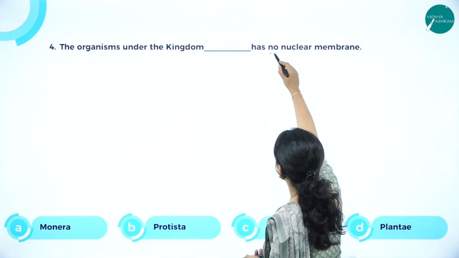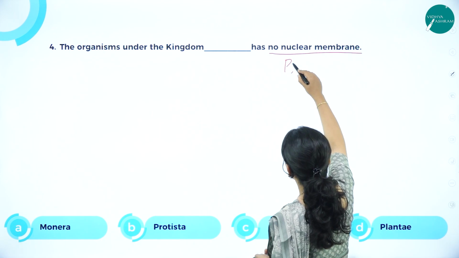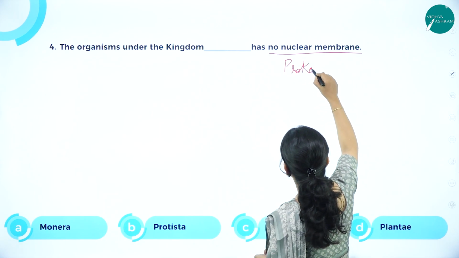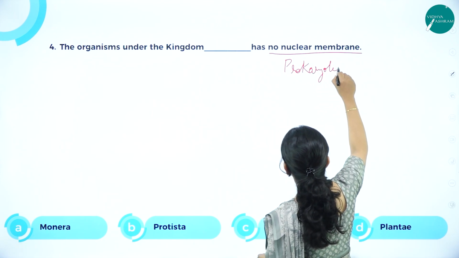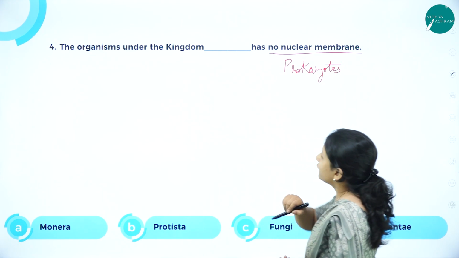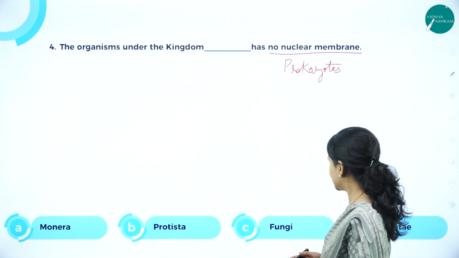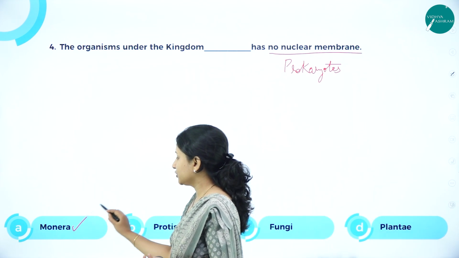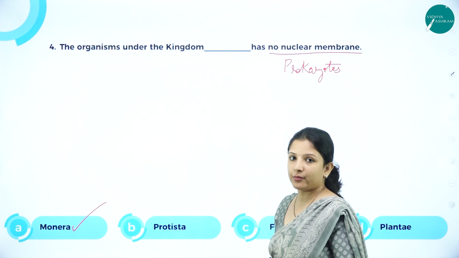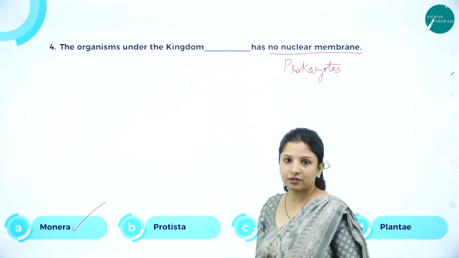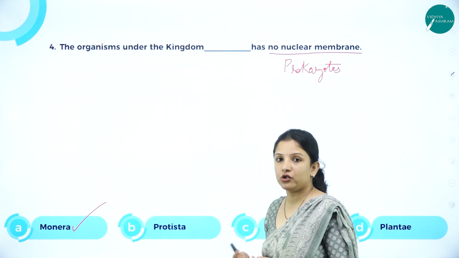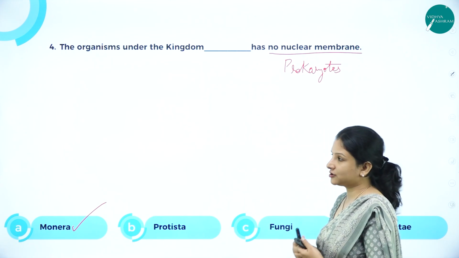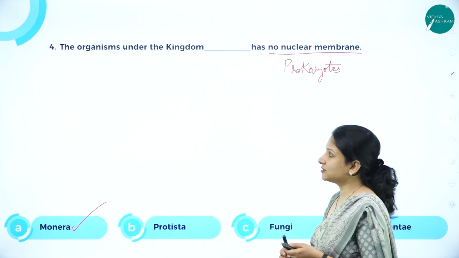Next question: the organisms under the kingdom dash have no nuclear membrane. No nuclear membrane means they are prokaryotes. So here, is it Monera, Protista, Fungi or Plantae? The right answer here is Monera. Bacteria come under Monera. Their nucleus does not have a nuclear membrane. They have a free nucleus or they don't have a well organized nucleus. Therefore the answer here is Monera.